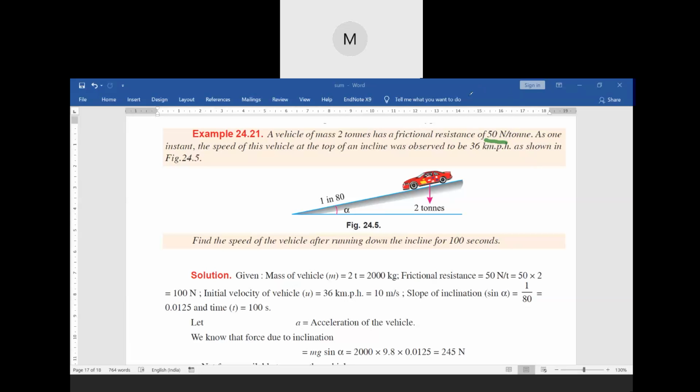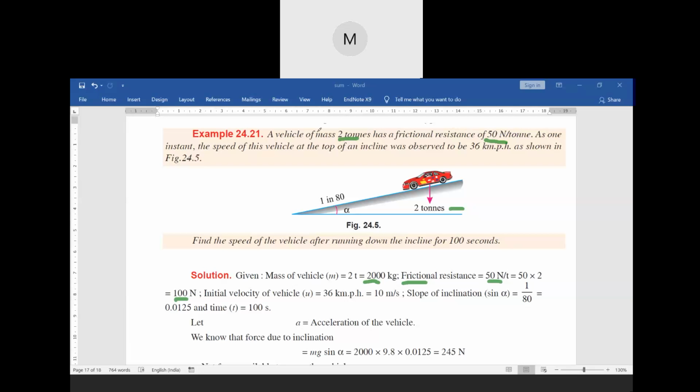Now since 50 Newton per ton is given for the frictional force, per ton it is given. So for 2 tons, that means the weight of the car is 2 ton, 2000 kg. For 2 tons it will be how much? 50 into 2, right? Newton per ton, 1 ton is 50. So for 2 tons it will be 100 Newton. That means the frictional resistance is 100 Newton.